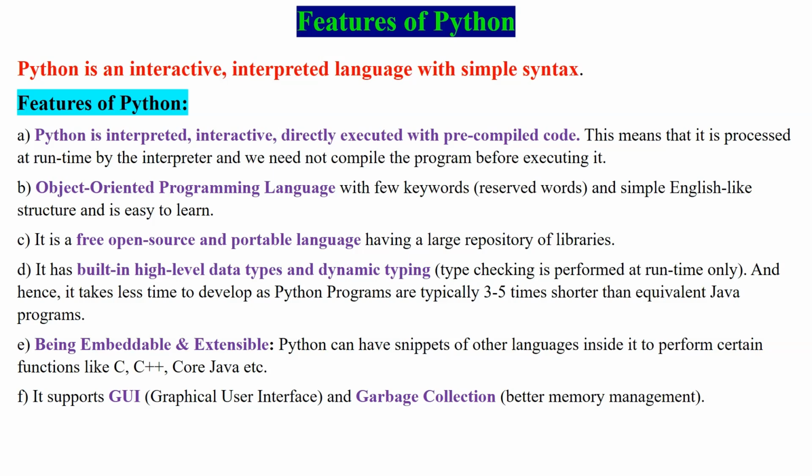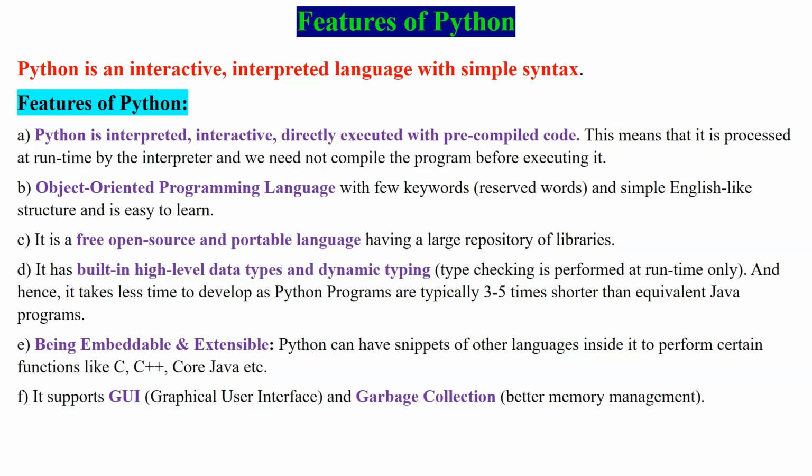Python is interpreted and interactive, directly executed without precompiled code. This means that it is processed at runtime by the interpreter and we need not compile the program before executing it. Python is an object-oriented programming language with few keywords, that is, reserved words, and a simple English-like structure, and is easy to learn. Python is a free, open-source and portable language having a large repository of libraries. Python has built-in high-level data types and dynamic typing. That means type checking is performed at runtime only.